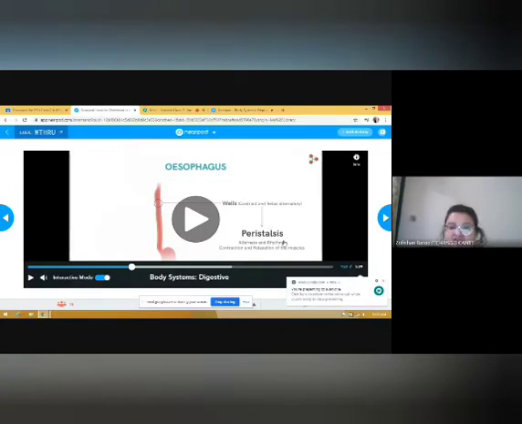This is the definition of peristalsis: alternate and rhythmic contraction and relaxation of muscles in the walls of the esophagus. All right, so you can note this down anywhere or in your book. I think it will be in your book, but if it is not, you should write it down. Peristalsis.